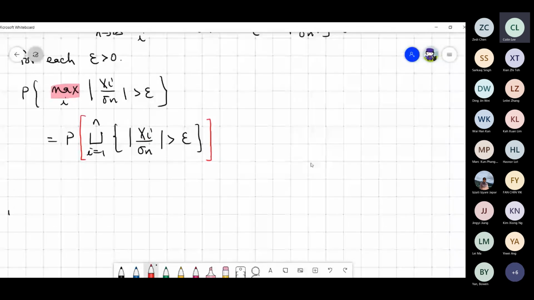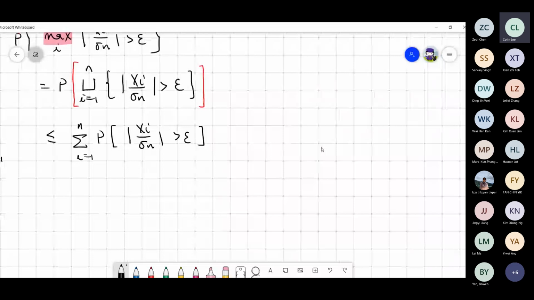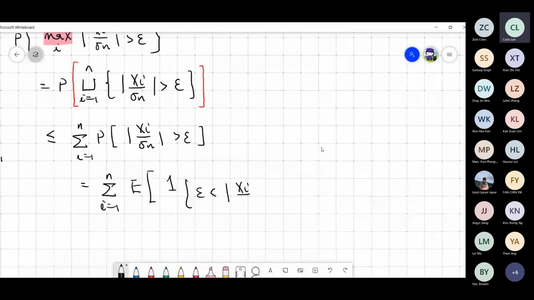Now we know this is a union, so by using Boole's inequality, this is always less than the sum over i of P of x_i over epsilon n greater than this. And we know this can be written as the sum of E of, maybe I'll put it down here, it's easier. So this is equal to the indicator function of x_i.